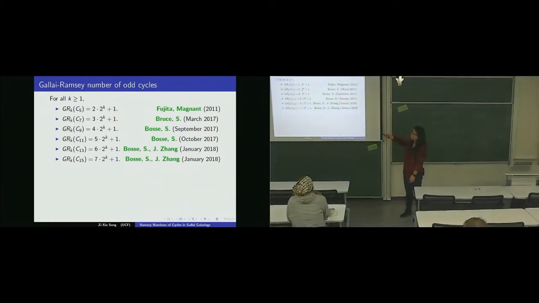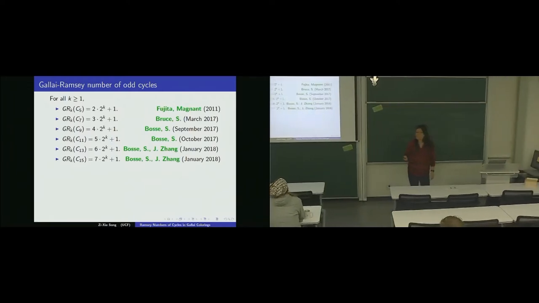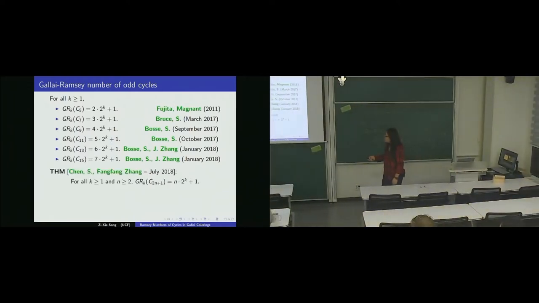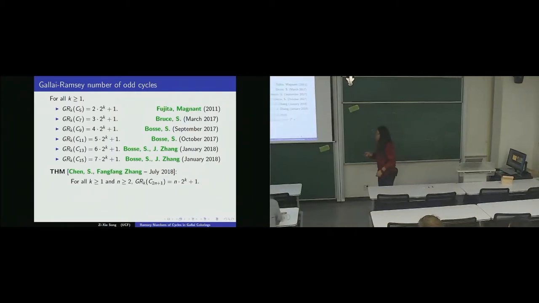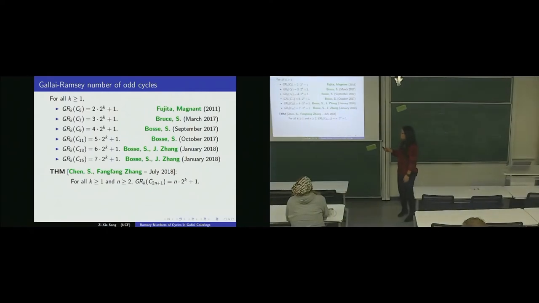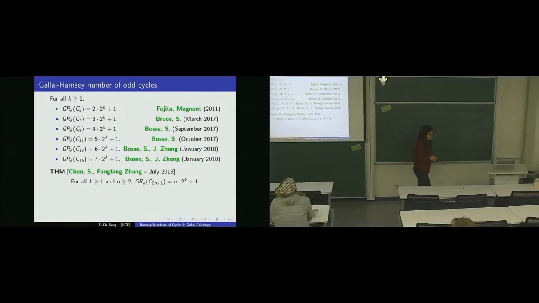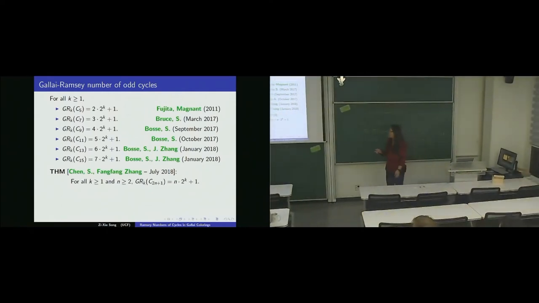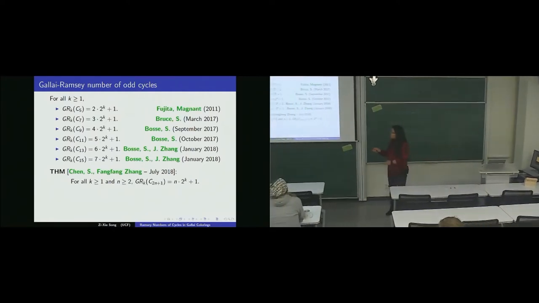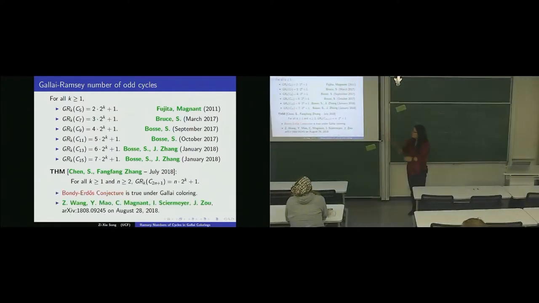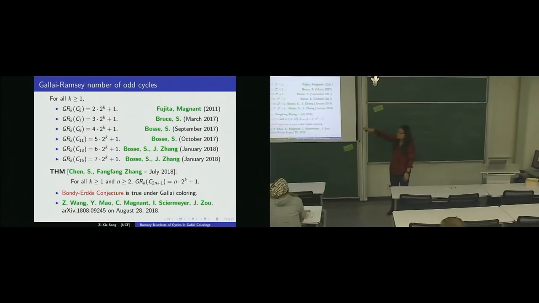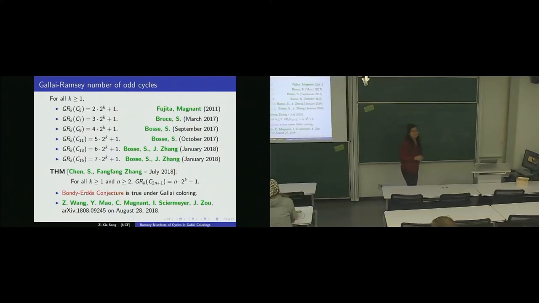Then Christian had a baby in July, and that's why this one got delayed. Then Fangfang told me he would come to work with me. So I also introduced Fangfang to this project. And we announced a proof for all the cycles at the end of July. I gave a talk in China and announced this result. So this would tell you here the Bondy-Erdős conjecture is true in the Gallai coloring setting.